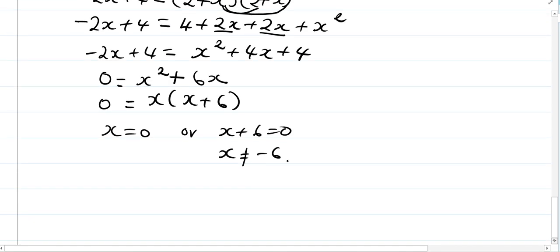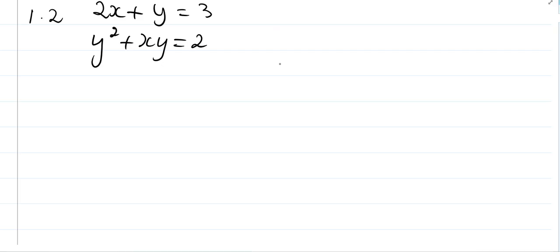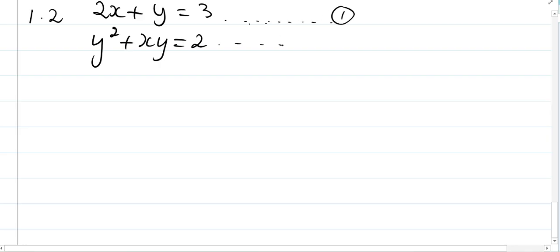Then we move on to the last question here, which is the simultaneous equation, question 1.2. So these are our equations from the simultaneous equation. This is our equation 1 and this is our equation 2.